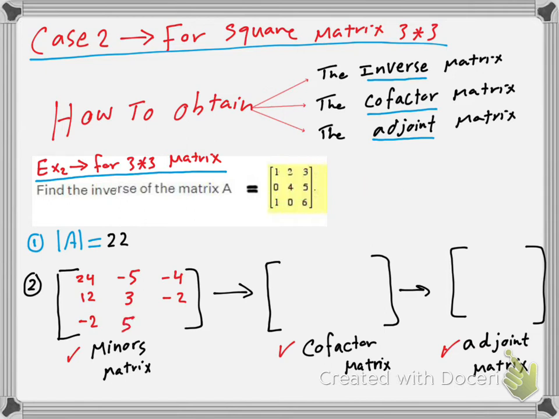Here is the last minor with us, which is related to 6. Then I will remove the row and the column of 6, and then I will make multiplication. 1 by 4, just 4, and 2 by 0, it will give me 0. Then the answer will be 4. Then the cofactor of 6, just 4.